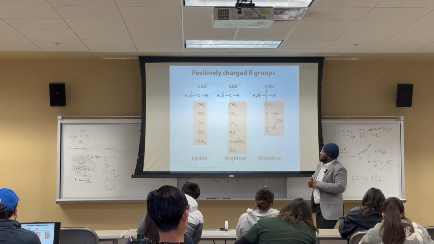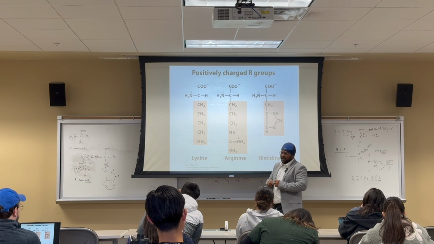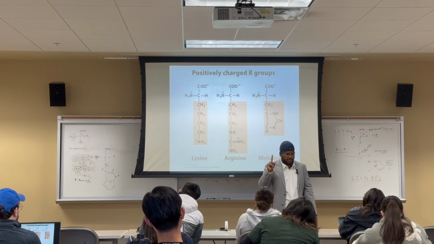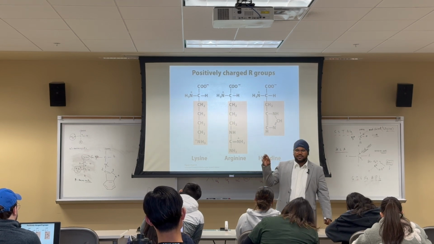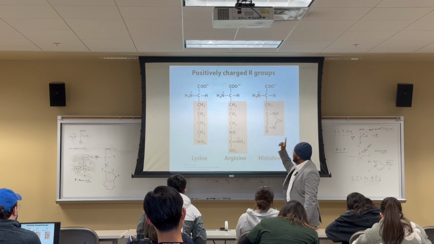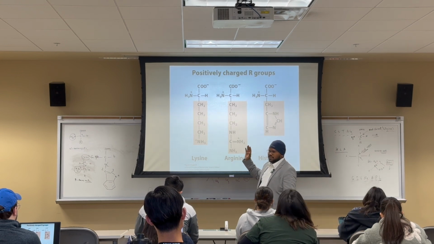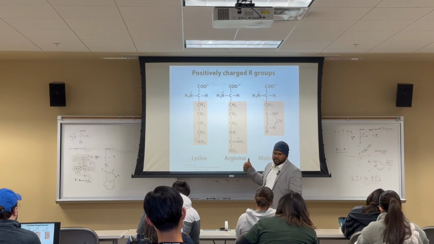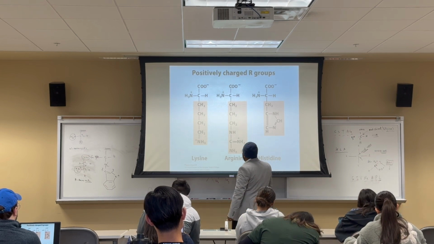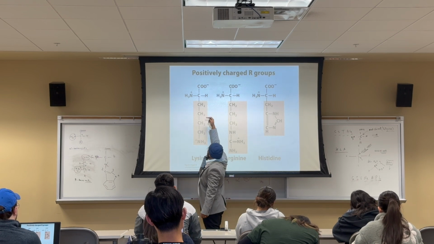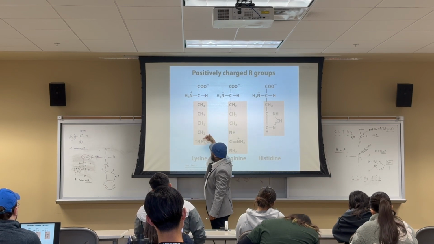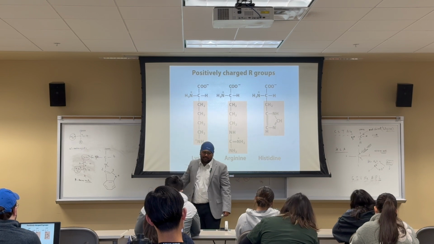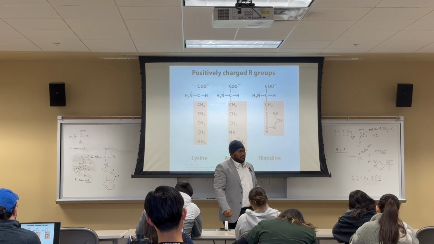So what is common here is 4 carbon, 1 nitrogen. 4C plus 1N. That's common for remembering positively charged amino acids. 4 carbon, 1 nitrogen. Can you see this? 1, 2, 3, 4. 4 carbon, 1 nitrogen. That's it. 4C plus 1N.